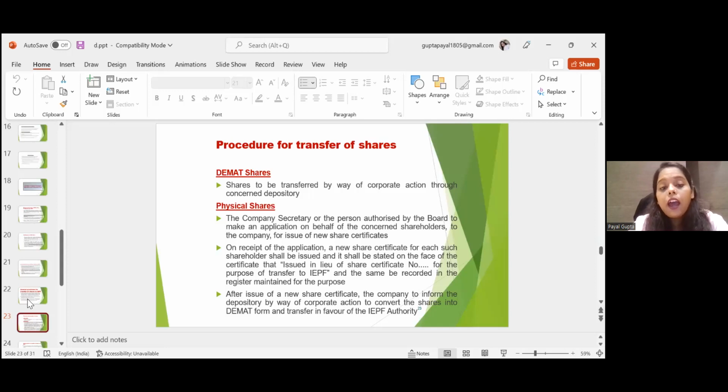After issue of a new share certificate, the company has to inform the depository by way of corporate action to convert the share into demat form and transfer it in favor of IEPF authority. We will go to the depository. We will tell them by our corporate action, that is by a notification or a notice, they have to transfer those shares to the demat account of IEPF authority. जो कि एक account है IEPF authority के साथ, उसमें वो सारे shares transfer हो जाएंगे.